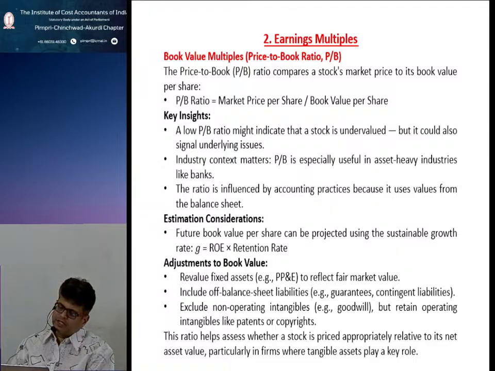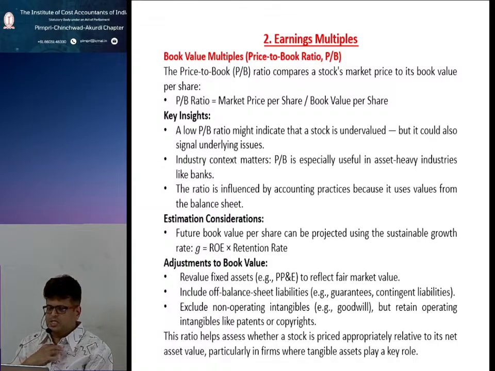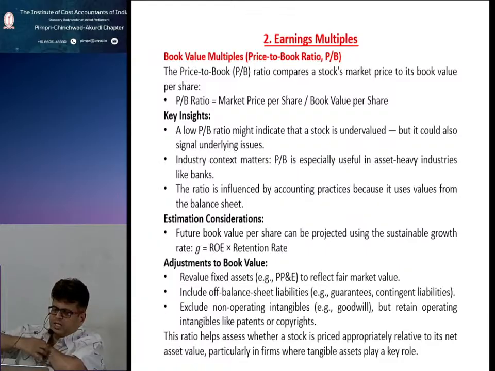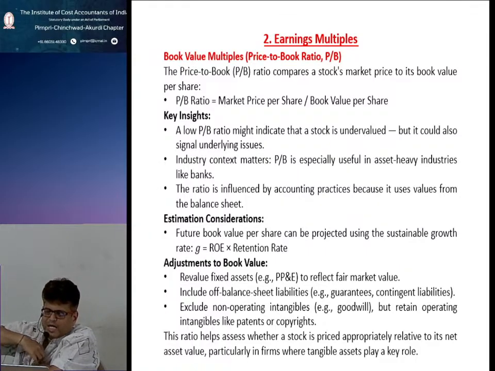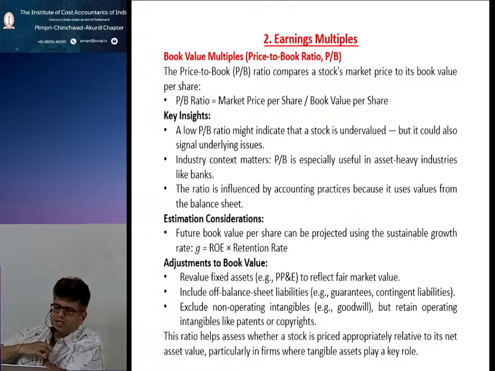The estimation consideration in this book value multiple is that future book value per share can be projected using the sustainable growth rate G. So for that, G is equal to ROE into retention rate. So that's how the calculation of growth is done.